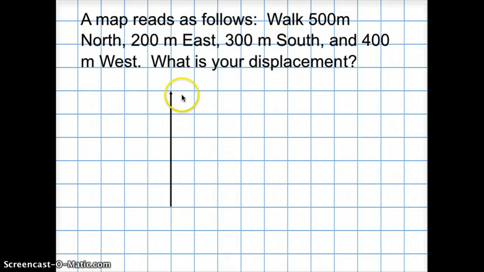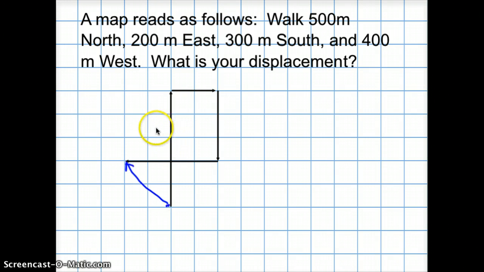So there's 500 meters north, and then I turn and I go 200 meters to the east, and then I turn and I go 300 meters south, and then I'm going to turn and go 400 meters to the west. So what is my displacement? And remember, my displacement is how far from my original position do I end up. So I'm going to go from this point where I started to this point here. So I'm going to find this vector.